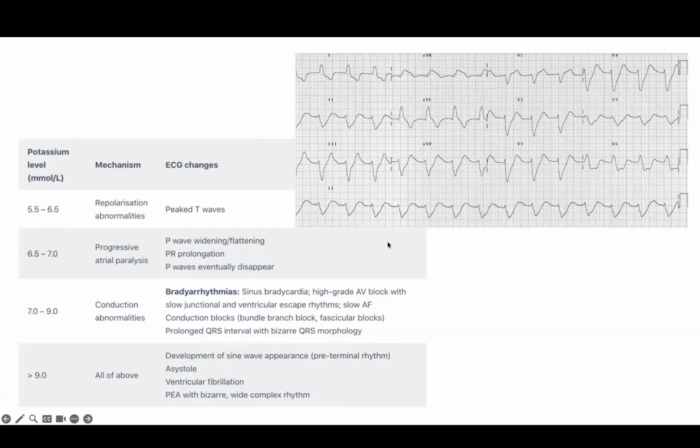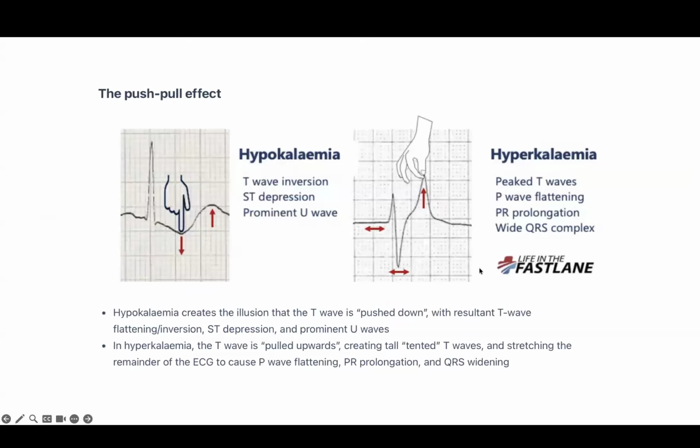All right. So I think few of you got it right. It's a good thing. So we have something called the push and the pull effect. With hypokalemia, there will be more of a push: you'll have T wave inversions, ST depressions, and the prominent U wave. Whereas with hyperkalemia, you will have peaked T waves, P wave flattening, PR prolongation, and wide QRS. All right, so that is what you need to keep in mind.